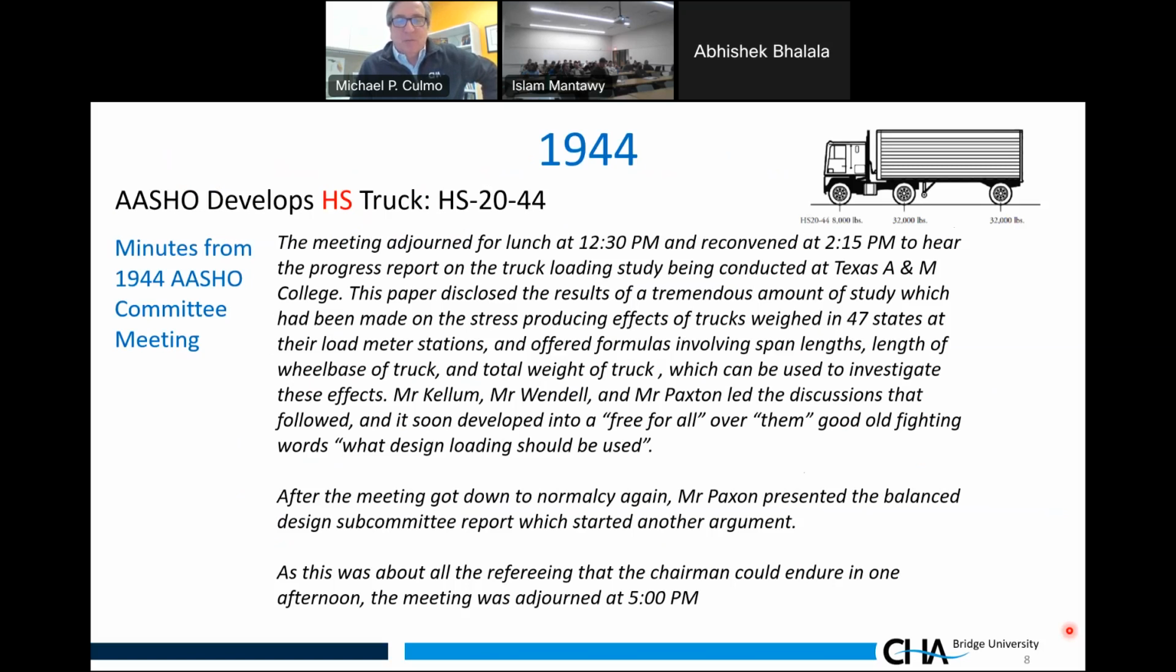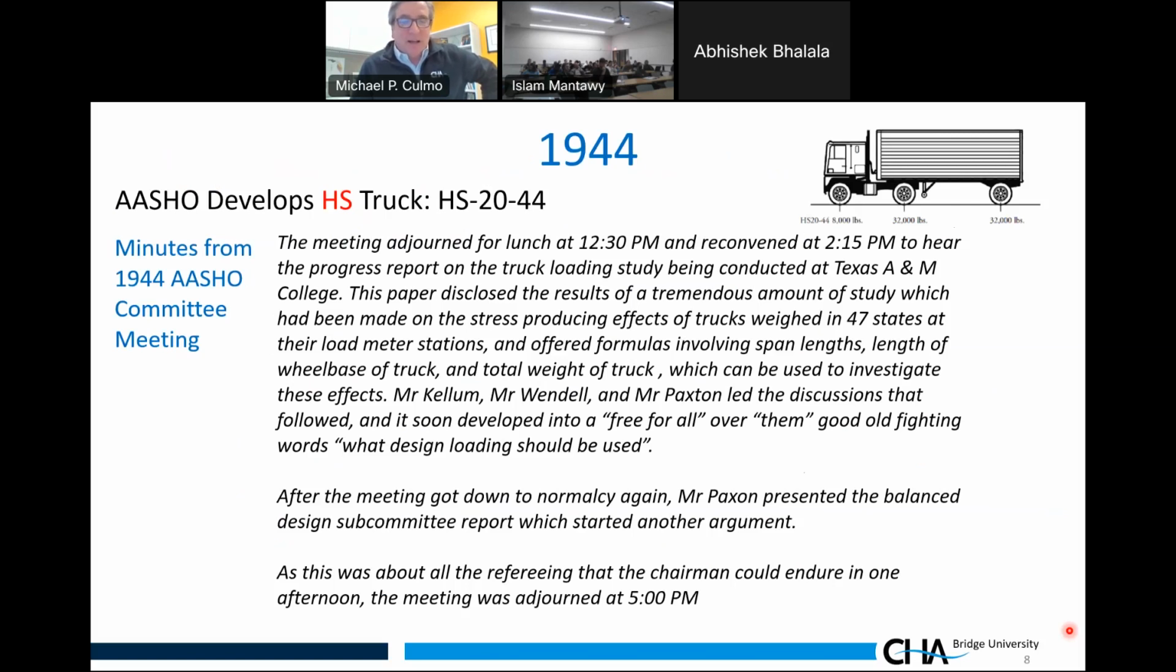Mr. Culmo, Mr. Wendell, and Mr. Paxton led the discussions that followed, and it soon developed into a free-for-all, good old fighting words: what design loading should be used. So these people in this meeting were literally almost breaking out in fistfights over what kind of truck we should be designing for. So the chair called for a recess.